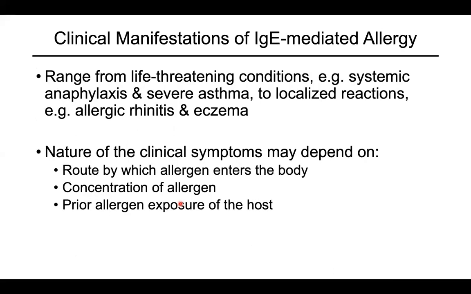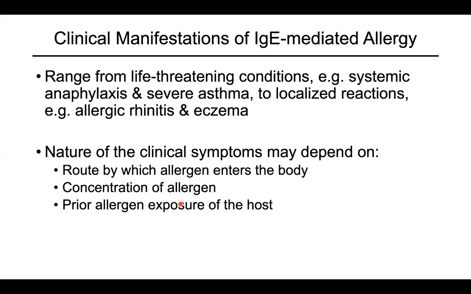Okay, clinical manifestations of IgE-mediated allergy. They range from severe life-threatening conditions like systemic anaphylaxis, or even severe asthma. Sometimes you get this patient who's just wheezing and will not stop wheezing, okay? That is severe. That can actually cause death because it causes hypoxia. To localized reactions like allergic rhinitis, where it's just the upper respiratory airways involved, or eczema, where it's the skin involved. So the nature of the clinical symptoms usually depends on the route by which the allergen enters the body.